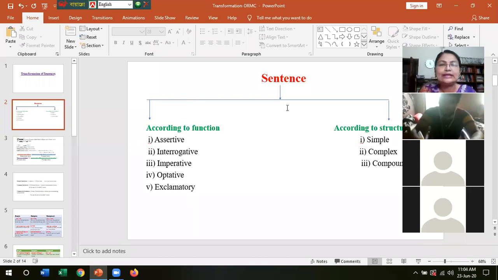Okay, sentence according to function. According to function, a sentence can be divided into 5 types. One is assertive, interrogative, imperative, optative, and exclamatory.